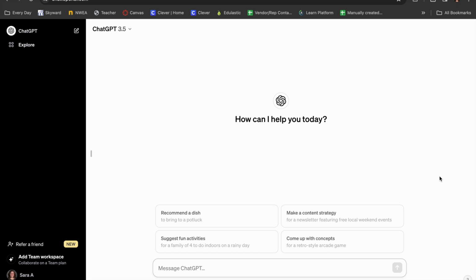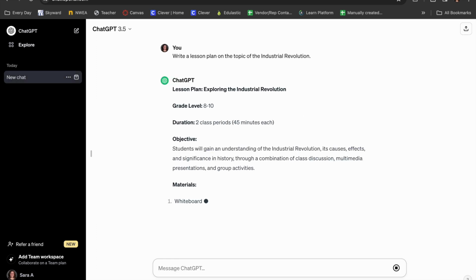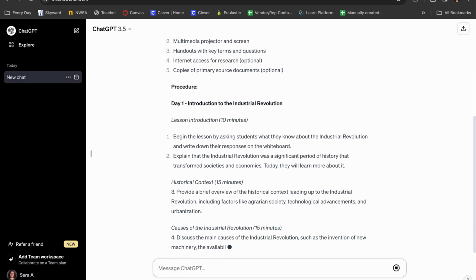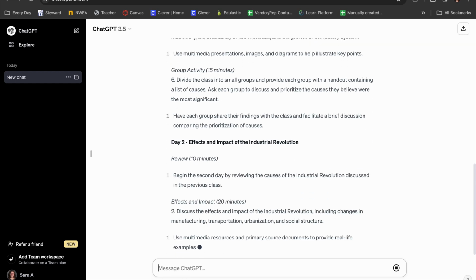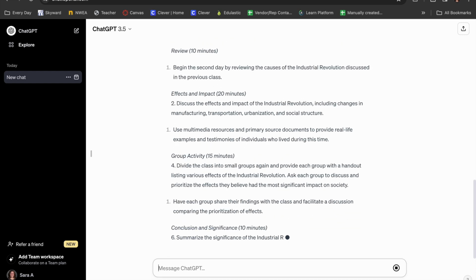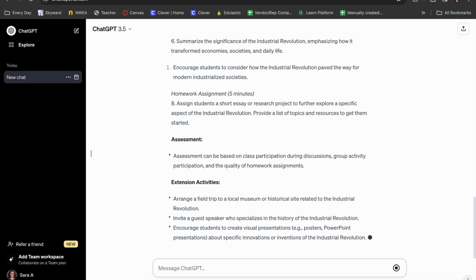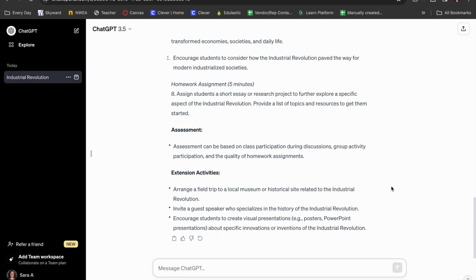Let's say I want ChatGPT to write a lesson plan for me on the topic of the Industrial Revolution. If I provide the prompt, write a lesson plan on the topic of the Industrial Revolution, I risk not getting a lesson plan that perfectly suits my objective. This lesson plan isn't exactly what I wanted because I wasn't being specific enough.